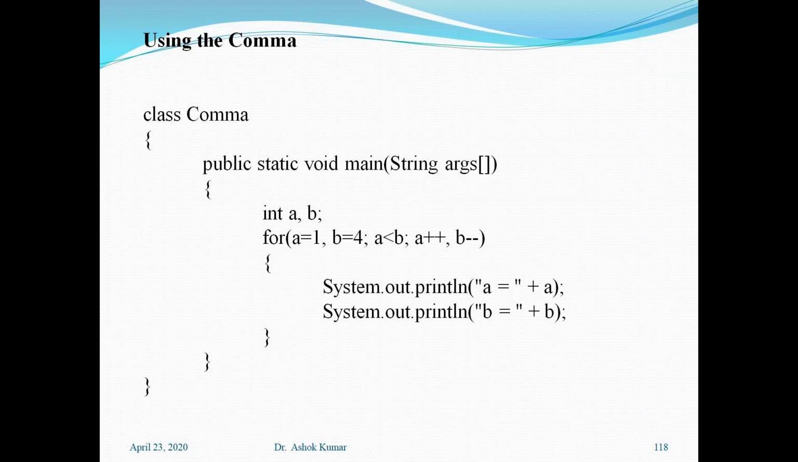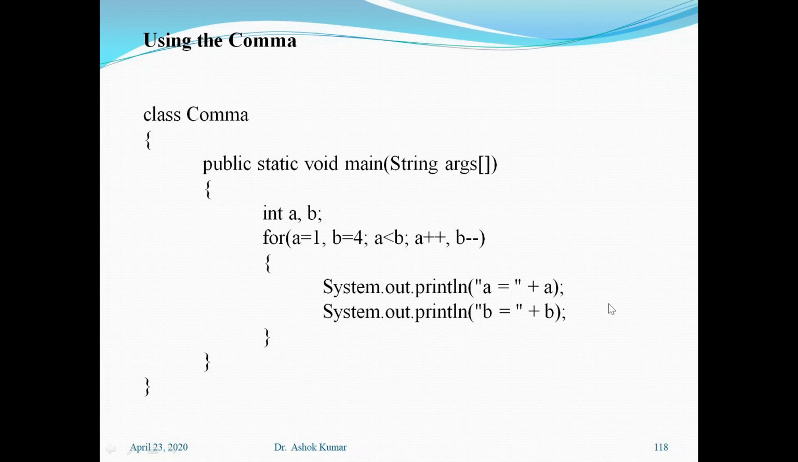So what will happen in this case? When Java executes this loop, first it will initialize a to 1, then it will jump to the next expression, then it will initialize b to 4. After that, the condition will be evaluated. Because the value of a is 1 and that of b is 4, this condition will evaluate to true. So if this condition is true, then the body of the for loop will be executed, so you will get a = 1, b = 4, and this right brace indicates the end of the for loop.